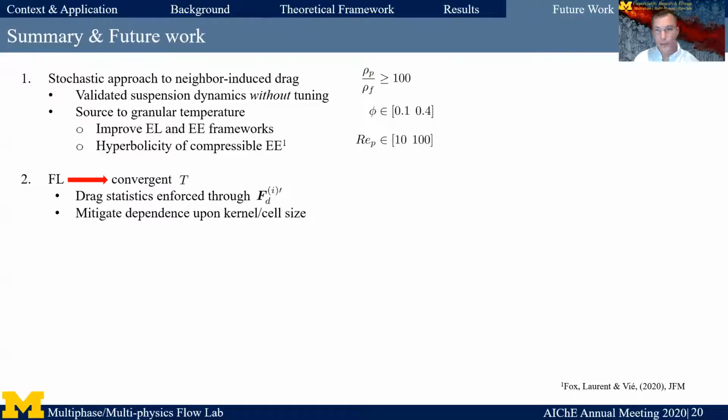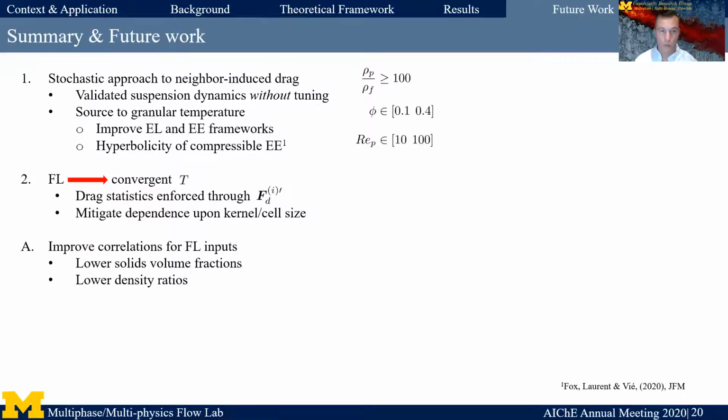So now with this stochastic force-Langevin method, we see that we get convergent granular temperature. And this is really because we've imposed the drag statistics through our fluctuating drag force. And this is going to mitigate the dependence upon our grid size or our emulsification kernel width.